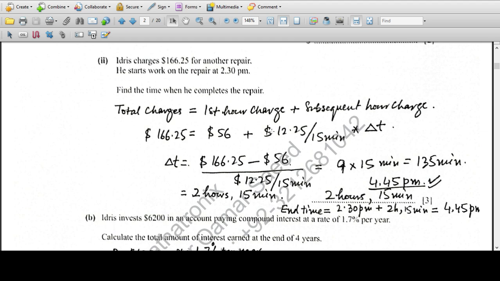This is the time for the subsequent hours: 2 hours and 15 minutes is the change in time, delta t, for the subsequent hours, and the first hour should also be added here. So this is 3 hours and 15 minutes. We add it to 2:30, and the result will be 5:45 p.m. So this should be correct.